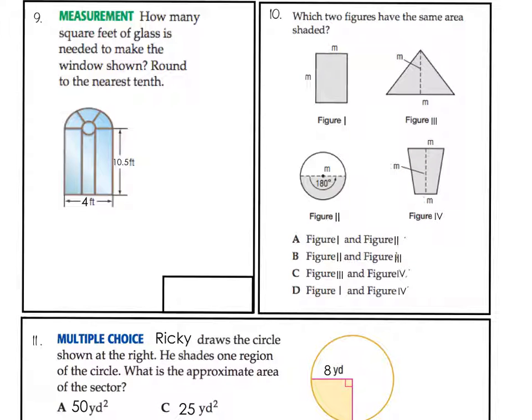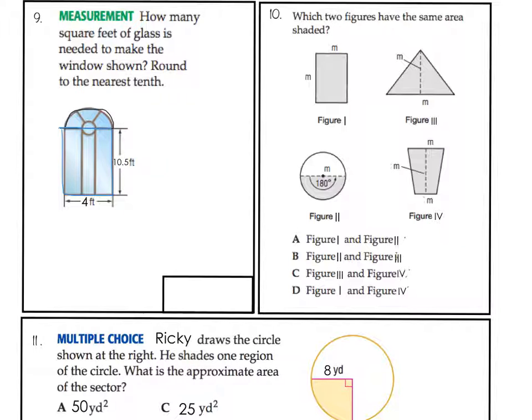All right, the final learning target is I can answer a word problem involving geometry. Number 9 says, how many square feet of glass is needed to make the window shown? Round to the nearest 10th. So if I look here at this top portion, this is actually a half circle, and then down below here, this is a rectangle. So I need to figure out the area of a half circle, add that to the area of the rectangle, and then that will tell me what I'll need for this glass window.